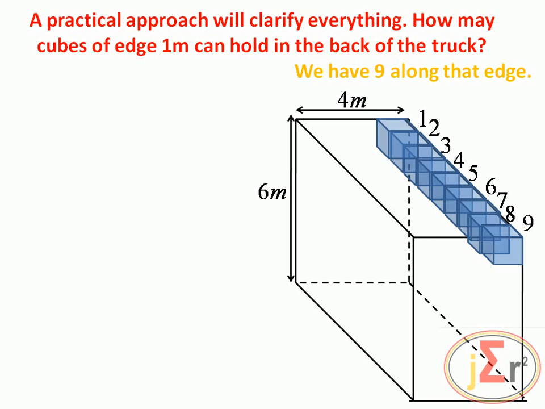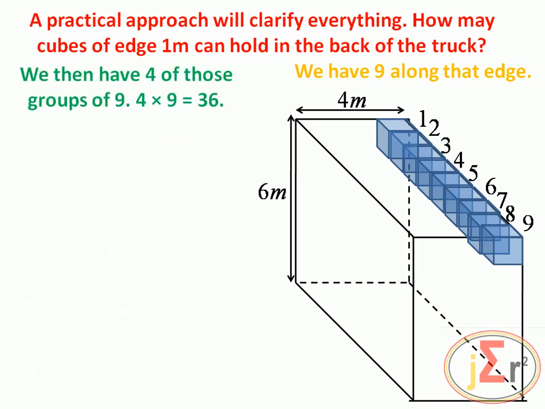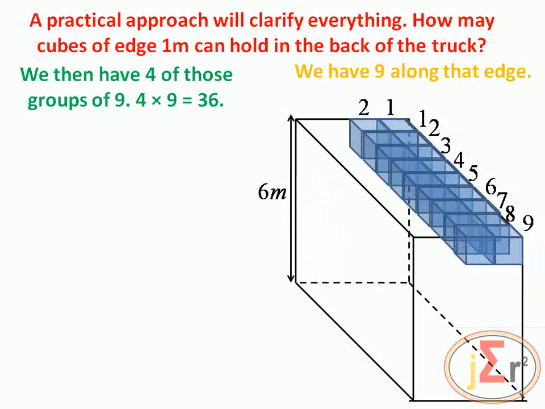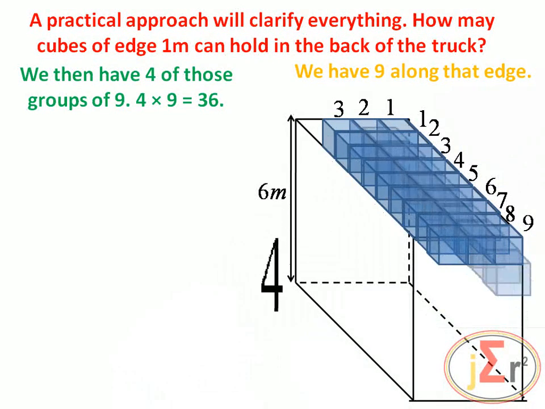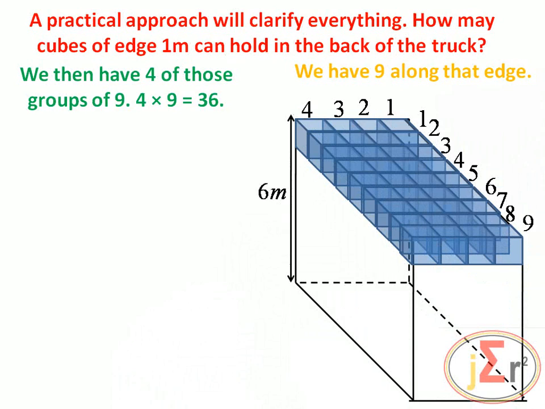And in that dimension, which is 9 meters, we have 9 of those boxes in that direction. We then have 4 of those groups of 9. So 4 9s equal 36. So the dimension is 4. So we will have 4 boxes going in the other direction, and we will take the entire group. So let's do that. 1, 2, 3, 4. Just like before.